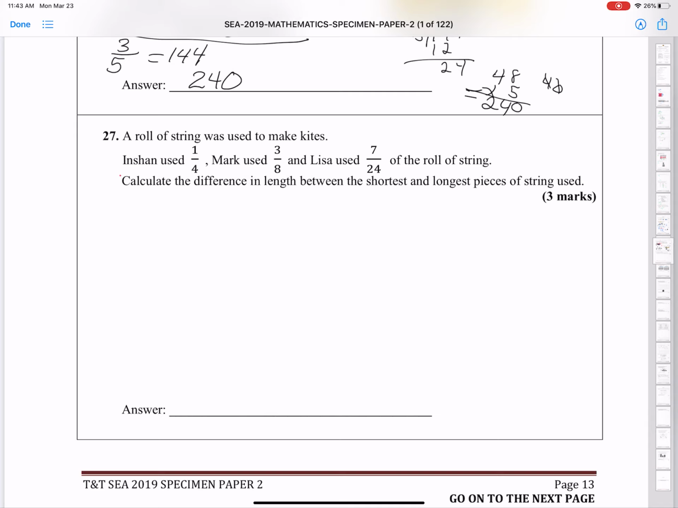A roll of string was used to make kites. Inshan used 1/4, Mark used 3/8, and Lisa used 7/24. Calculate the difference in length between the shortest and longest pieces of string used.